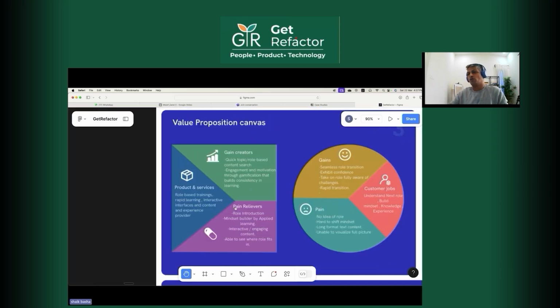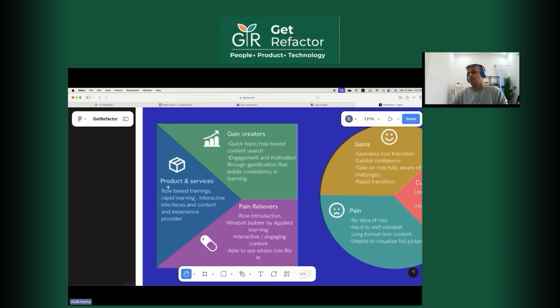So how am I going to solve this? It is through products and services, like role-based training. So that is what we are doing, right? A role-based training for product management and rapid learning. This is the tool that we are going to create, with interactive interfaces, content, and experience and all this, right? So this is how the products and services are built.